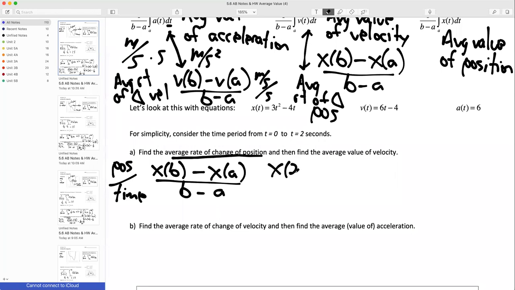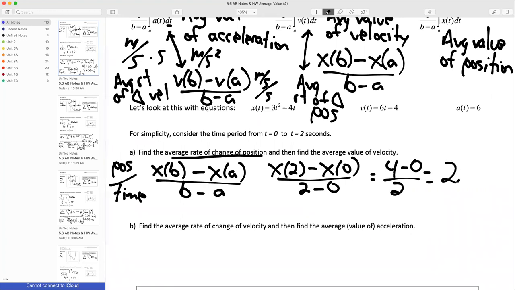So now plug in the numbers. This gives me x of 2 minus x of 0 over 2 minus 0. So now I want to take 2 and 0 and put them into my position equation. I plug in 2, so I get 12 minus 8, which is 4. Plug in 0, and I get 0. So I've got 4 divided by 2, which is 2. And let's put the units on there. Again, it's position over time. So 2 meters per second.